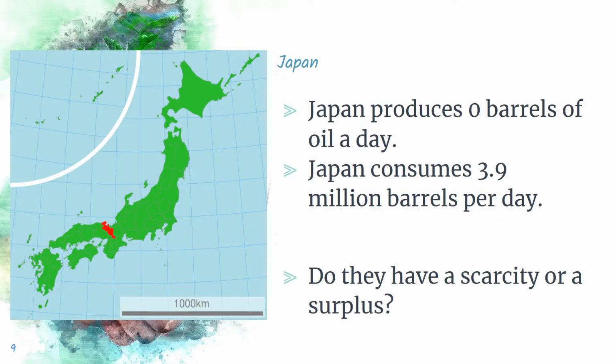Japan produces 0 barrels of oil a day. Japan consumes 3.9 million barrels of oil a day. Do they have a scarcity or a surplus?